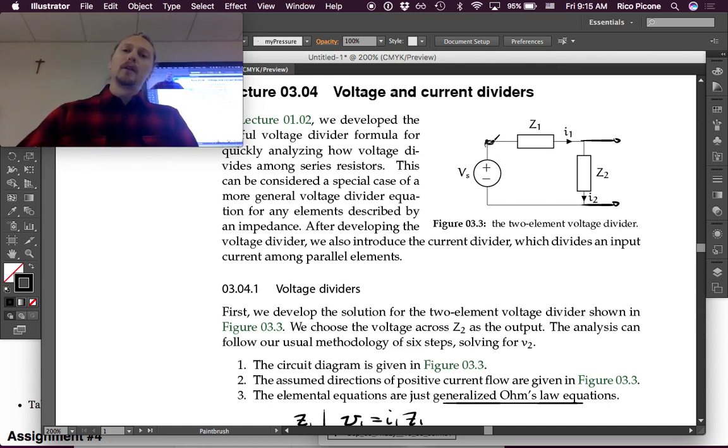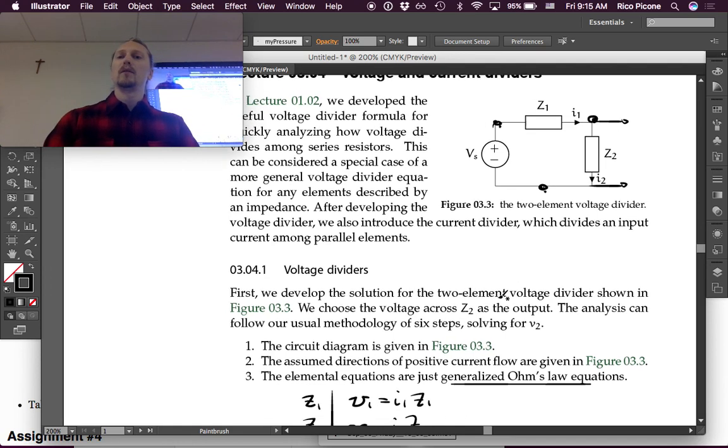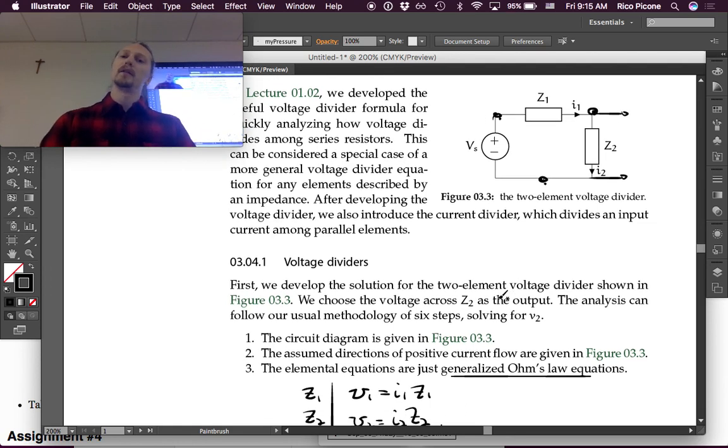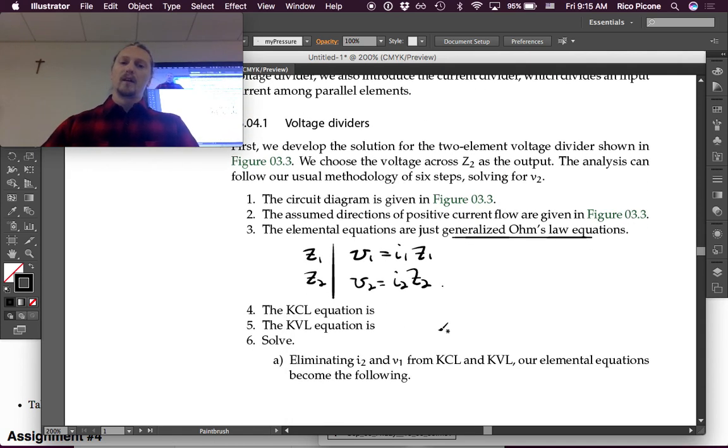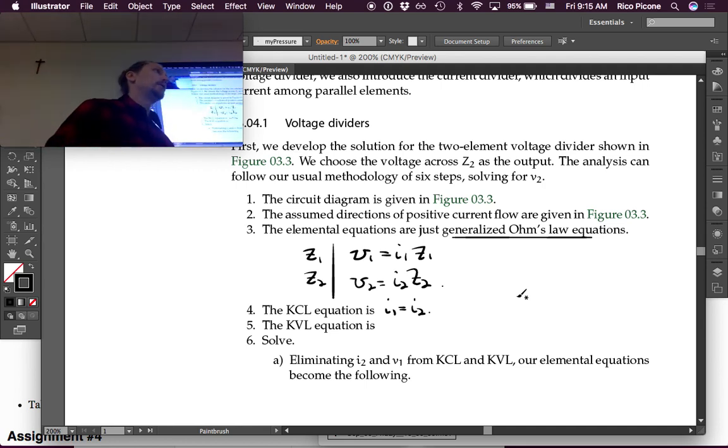The KCL equation: there are 3 nodes here, right? 1, 2, 3. These 2 nodes are connected to a voltage source, so we don't need to do KCL on those. This one is connected to these 2 elements, so what about the currents I1 and I2? They're the same. I1 equals I2, or I1 minus I2 equals 0, or I2 minus I1 equals 0. They all just mean I1 equals I2.